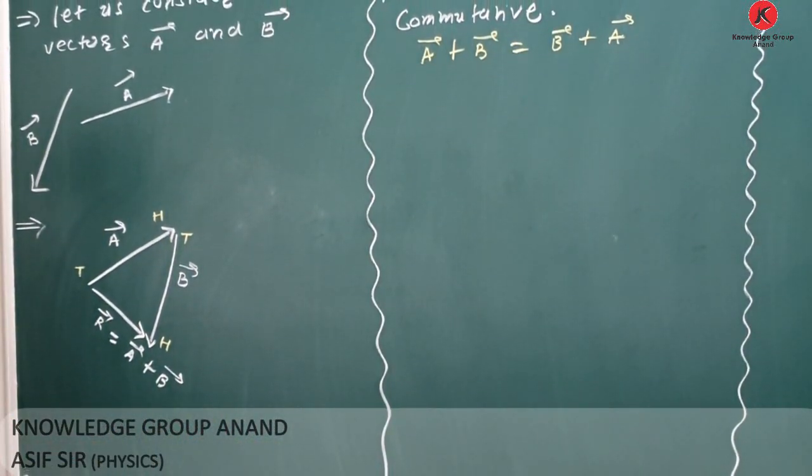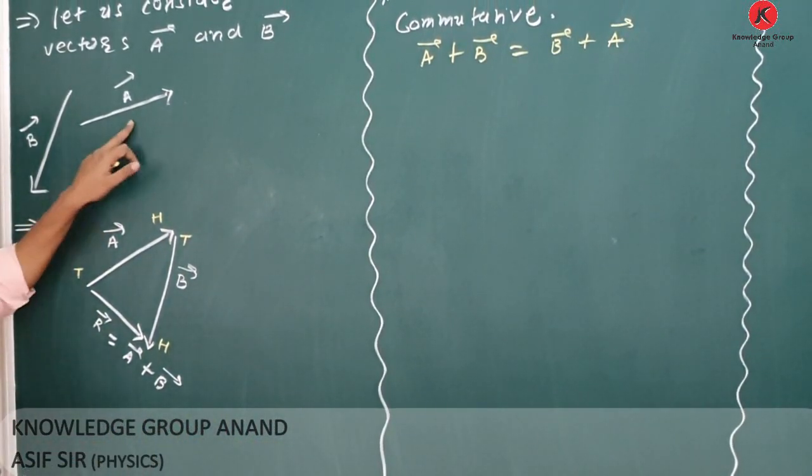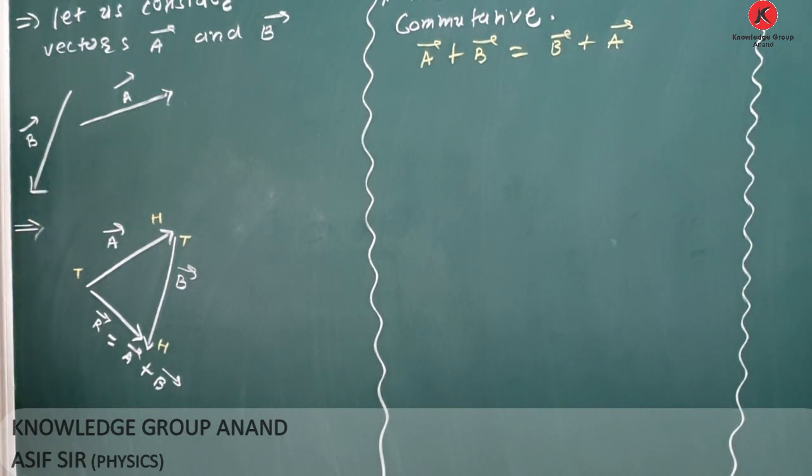A plus B or B plus A, your answer will be the same. How? For example, consider these two vectors. How to find A plus B?